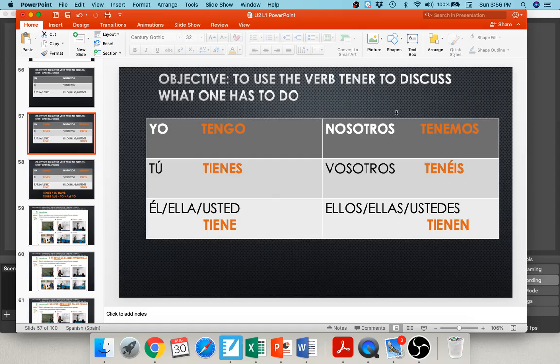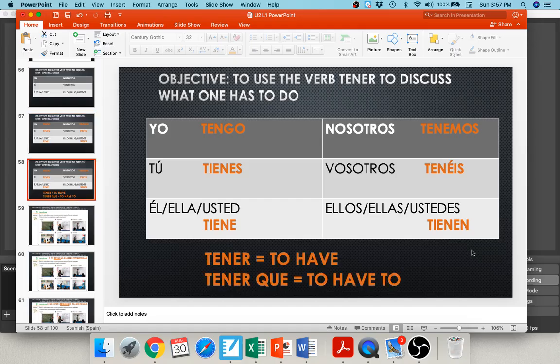To say we have, tenemos, tenemos. To say you all in Spain have, tenéis. And they have, tienen. So these are your various conjugations of the verb tener. Let's say them together one more time. Repitan. Tengo, tienes, tiene, tenemos, tenéis, tienen. So these are your various forms of tener. I have, you have, he or she has, etc.